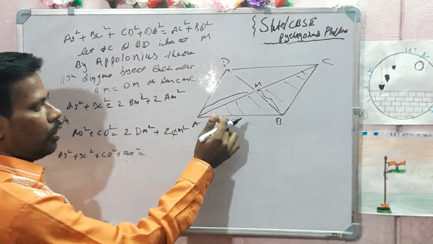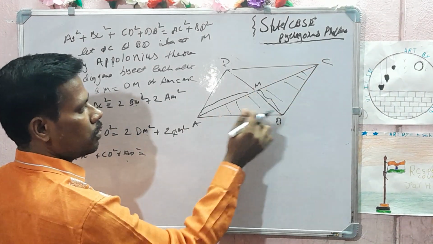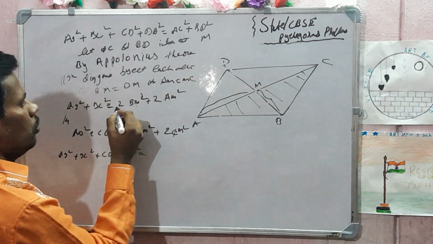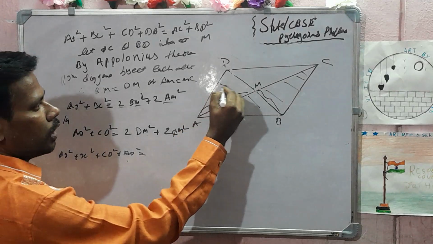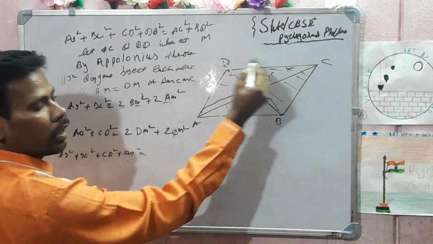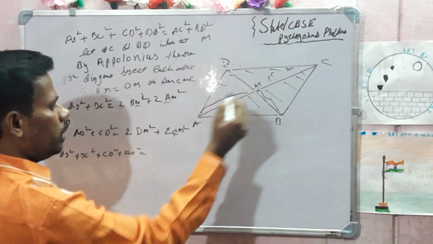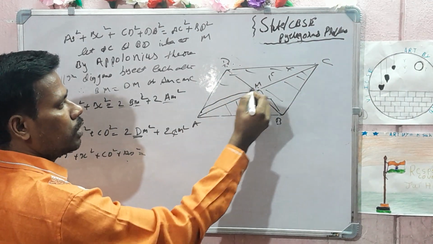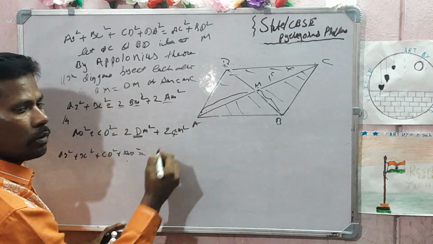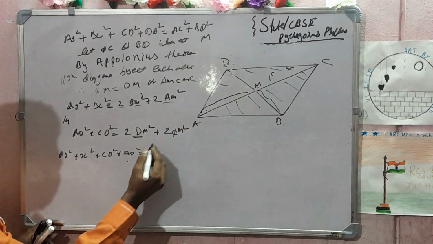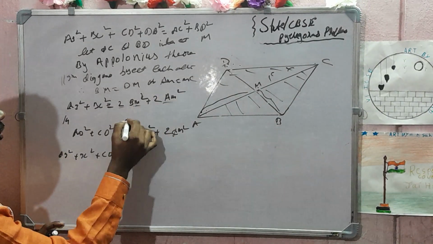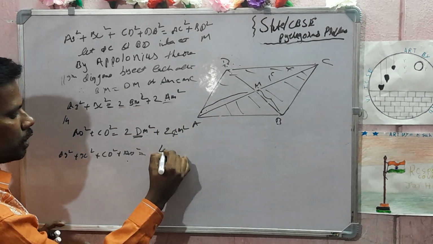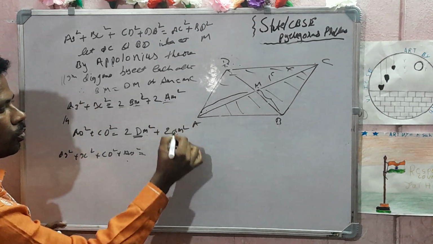Here, what I have applied first is clear. AB square plus BC square is equal to BM square plus AM square, twice BM square plus AM square. Now consider this triangle. AB square plus CD square is equal to twice DM square plus twice the square of half the third side plus 2 times AM square. Now 2 times AM square plus 2 times AM square, I told you to add these two, no? That is 4 times AM square, since 2 plus 2 is 4.